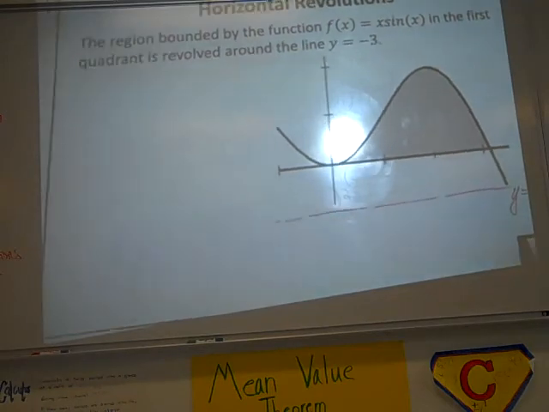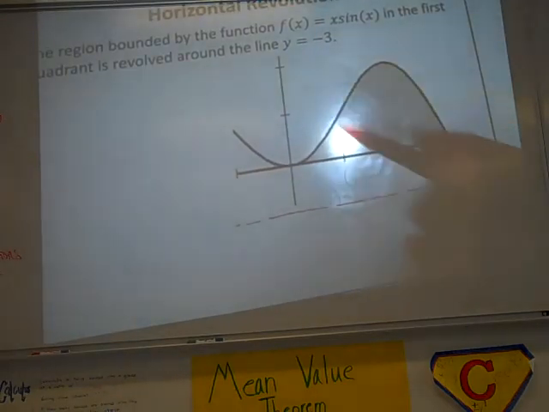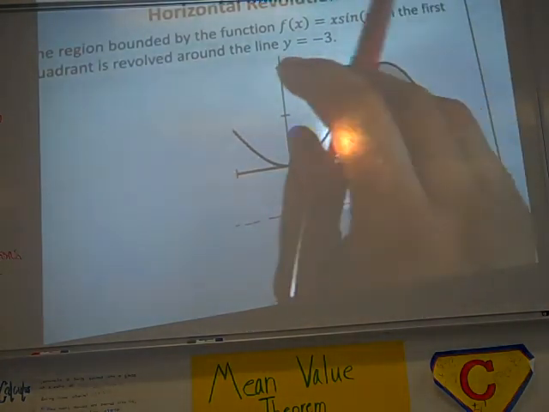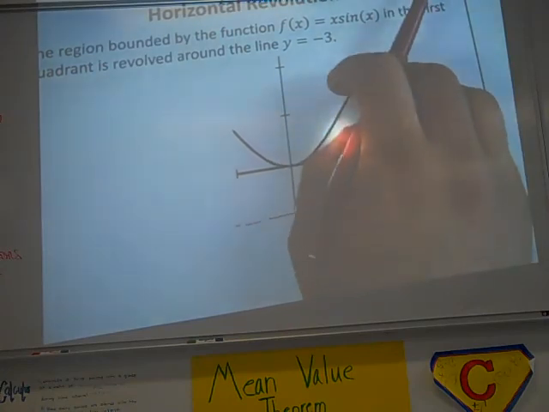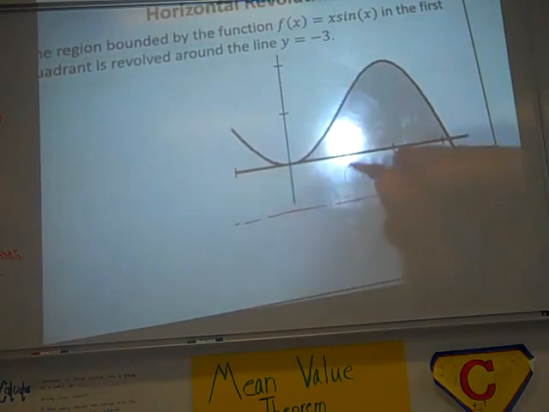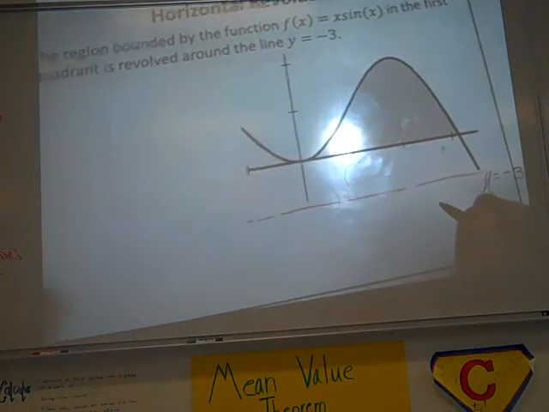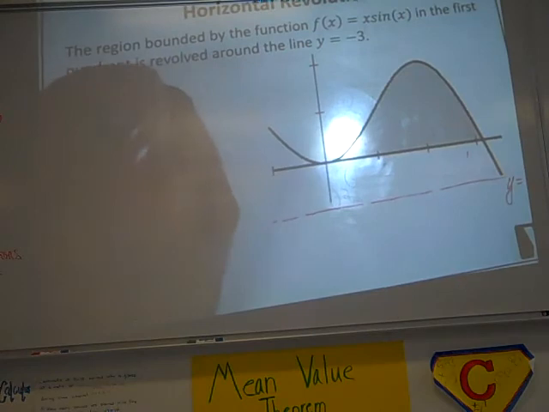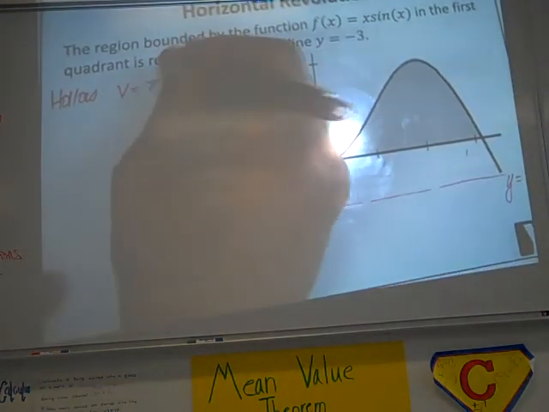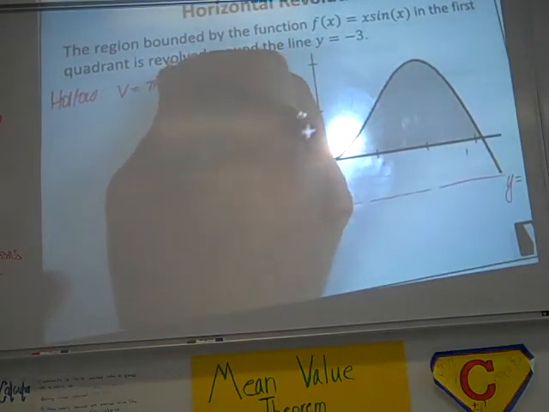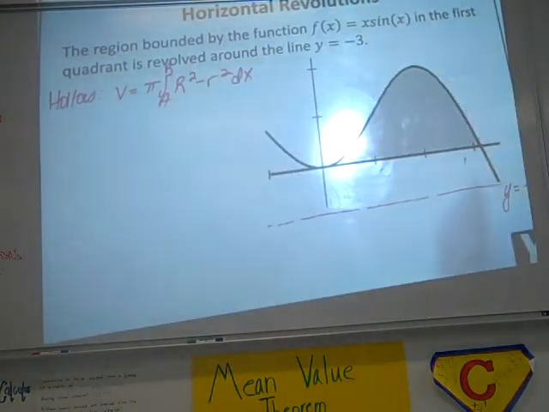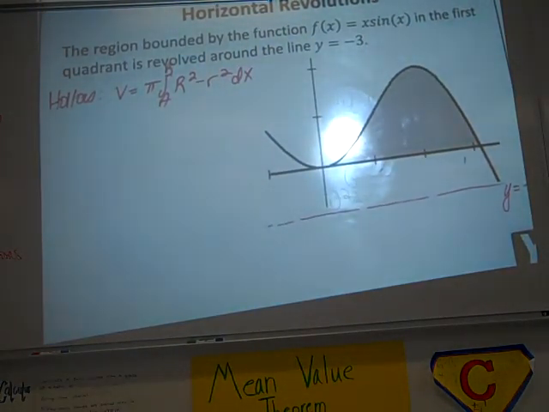Y equals negative 3 is down there. This gray region, we only want the part bounded by x sine of x in the first quadrant. So we only want this part here revolved around y equals negative 3. I can see I've got this piece that's missing, so I know right away the shape is hollow. Because it's hollow, we have pi times an integral from a to b, big radius squared minus the small radius squared, integrating with respect to x.